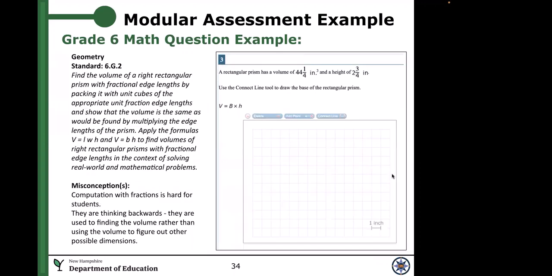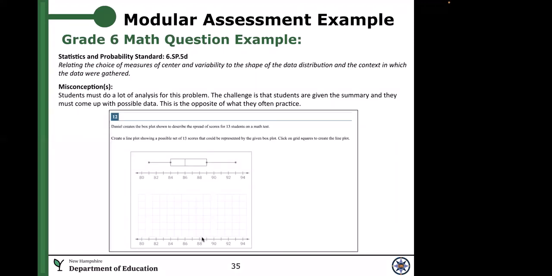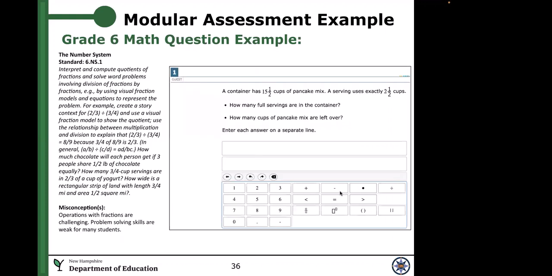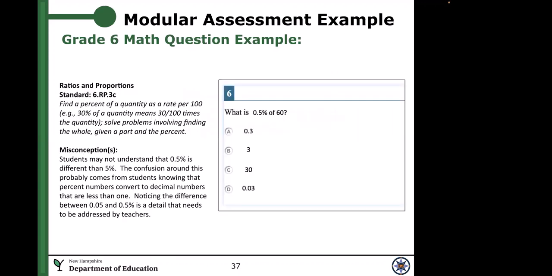So again, this is geometry. You can just start seeing what some of these modular questions are looking like. This is the standard, the misconception. This is for statistics and probability. And then what the misconception is. This is something that's, you know, like what we're talking about. How do they navigate this particular question? Here's one of the number system standards and what you would see. And then this is ratios and proportions and an example of what a question might look like and what the misconception is.